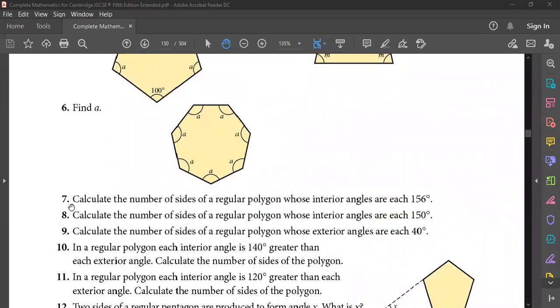Let's go down to question number 9. I jumped to 9 because I will return to 7 and 8. Okay. Question number 9. Calculate the number of sides for a regular polygon whose exterior is 40.